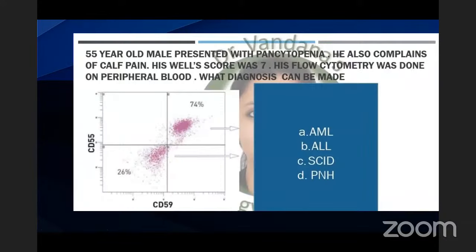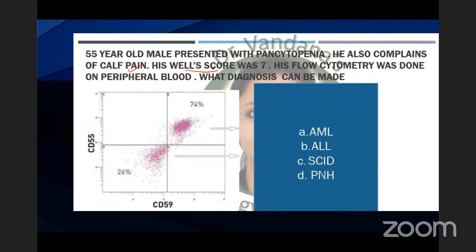Right, guys, look at this now. Again, this is a 55-year-old male who presents with pancytopenia. Also, he has calf pain, that is, he has DVT. His Wells score, which is the scoring for DVT, is 7. So he has DVT and pancytopenia. Whenever you have pancytopenia with thrombosis, you should always think of PNH. This is important in the history also, which I'm giving you.